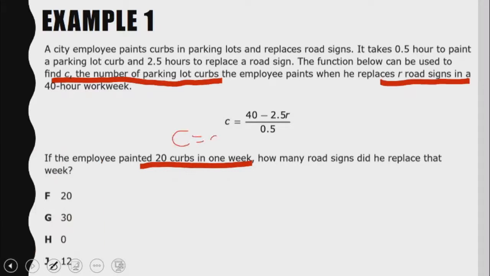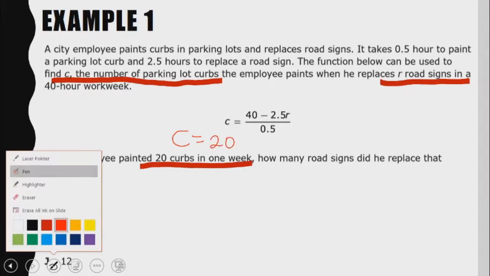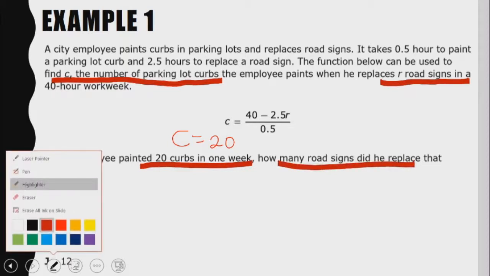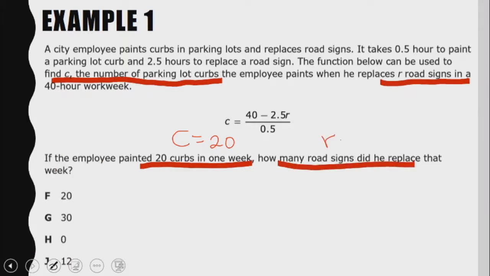So we are given that if C is 20, how many road signs did the employee replace? So we are asked to find what will be the R. So C is given to us and C is 20. So we are going to replace C in the equation with 20. So 10 equals 40 minus 2.5 R divided by 0.5.